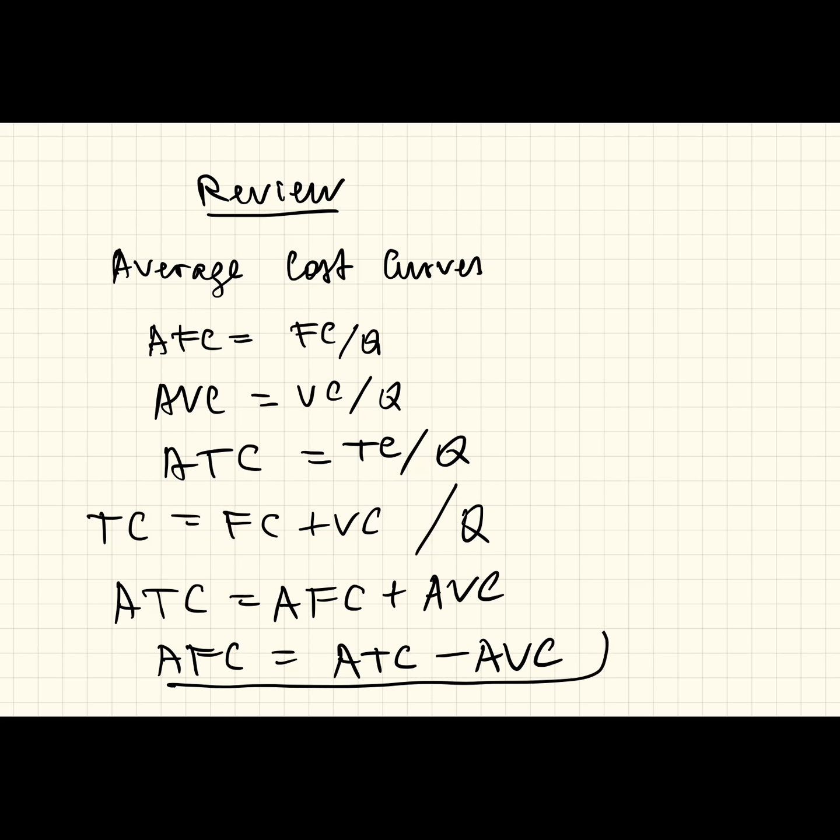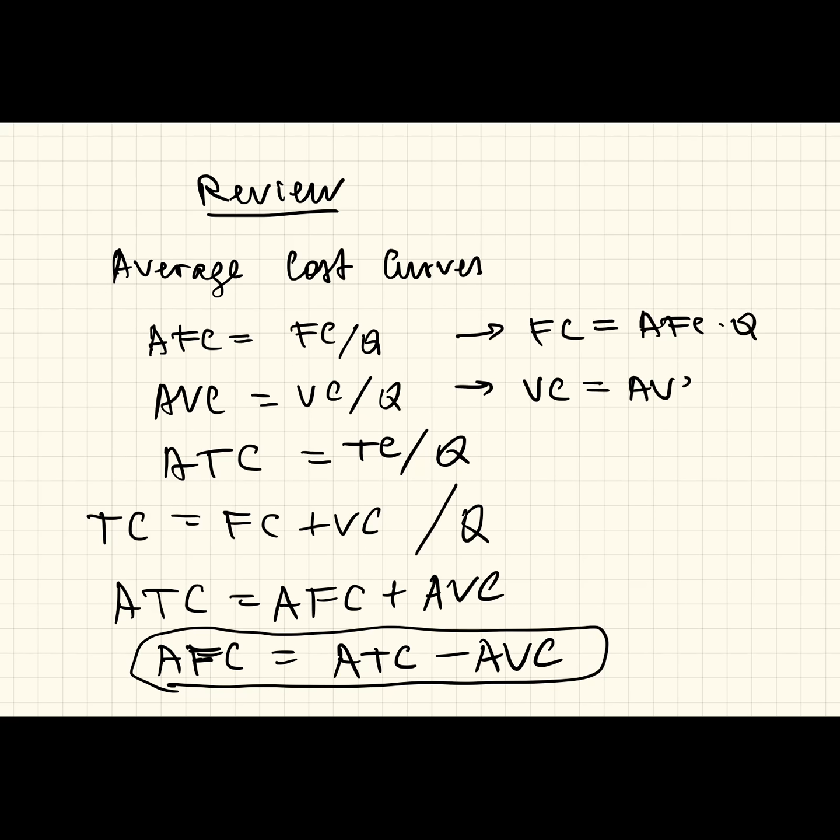So we're going to use this formula today. So we need to know that, right? Also, you actually can go back very easily. If you know your AFC, then you can get your FC as AFC times Q. You can get VC as AVC times Q. And you can get TC as ATC times Q.